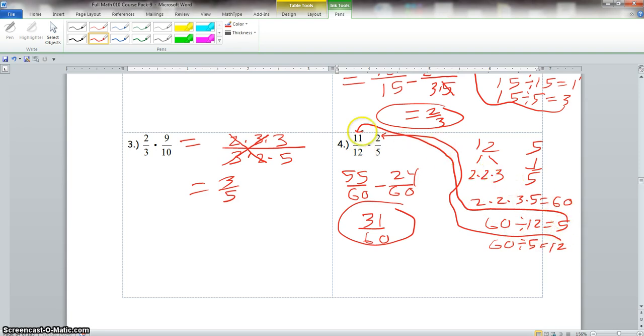So we'll take this 5 and multiply it to this 11. 5 times 11 is 55. Now we would take this new denominator divided by the old. 60 divided by 5 is 12, and then we'll take 12 times the 2. 12 times 2 is 24. Our denominator stays 60. 55 minus 24 is 31. So your final answer here is 31 over 60.